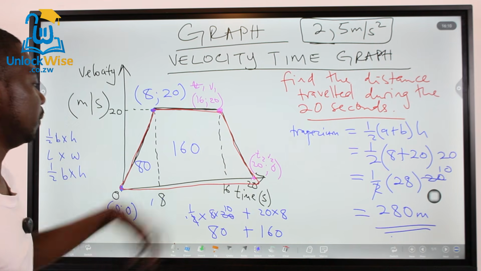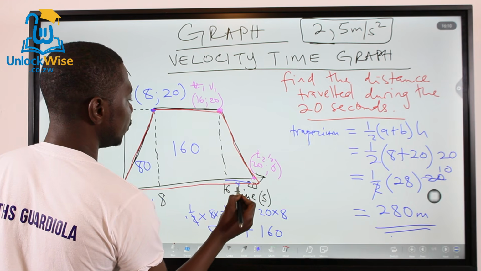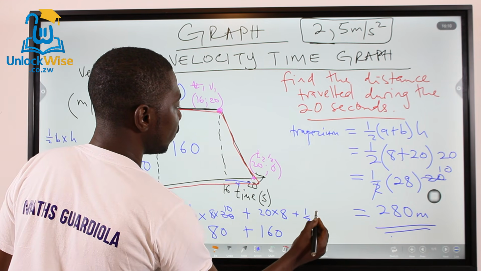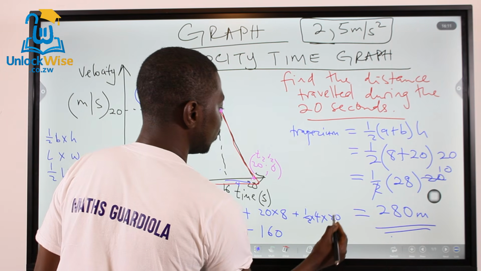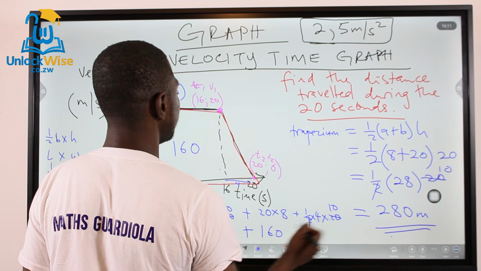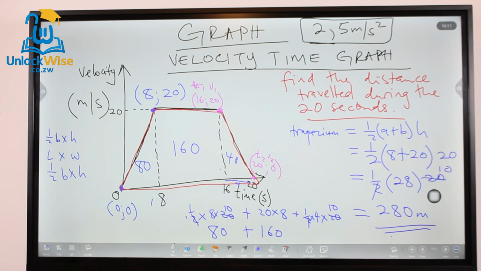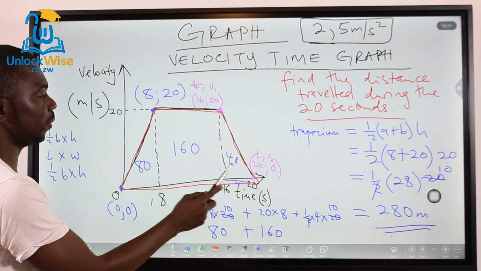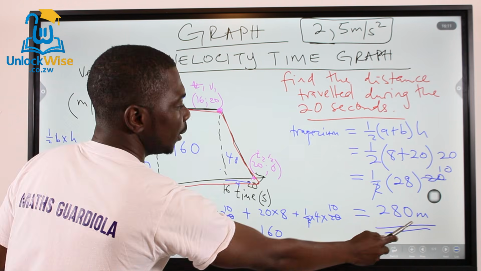And then this one, half base times height. What is our base? This one, which is 4, times half of 4 times the height, which is 20. So if this one and this one cancel each other, we'll have 1 times 4 times 10, which is actually 40. Right. So if you combine this 80 plus 160 plus 40, let me do this way. 160 plus 40, you get 200. 200 plus 80, you get 280, just like this one.